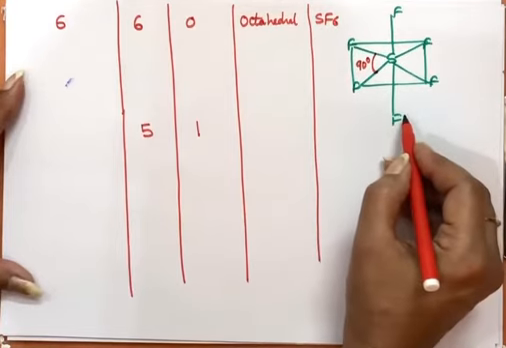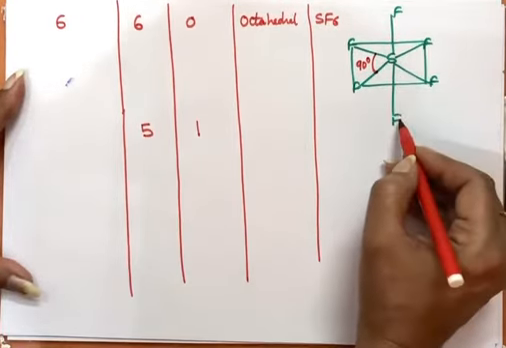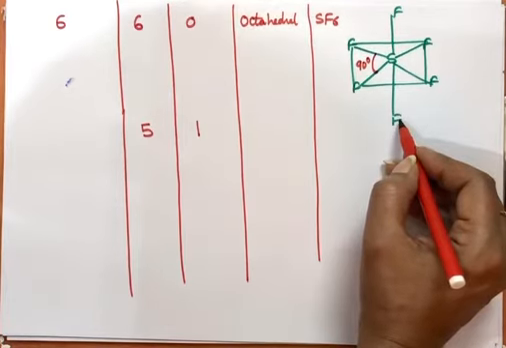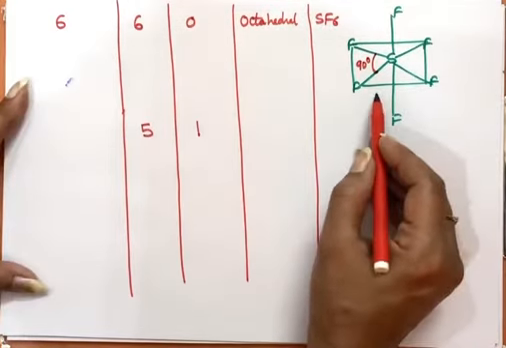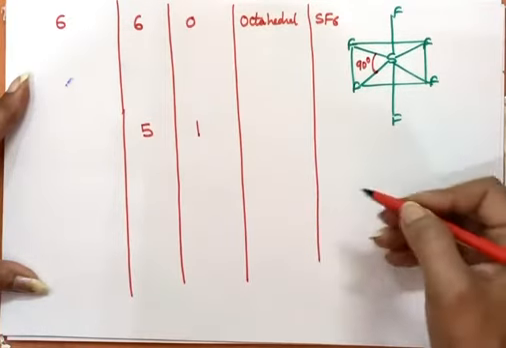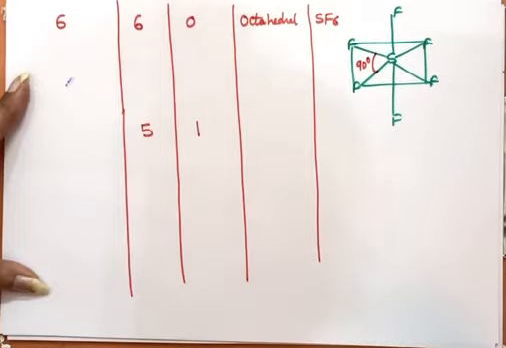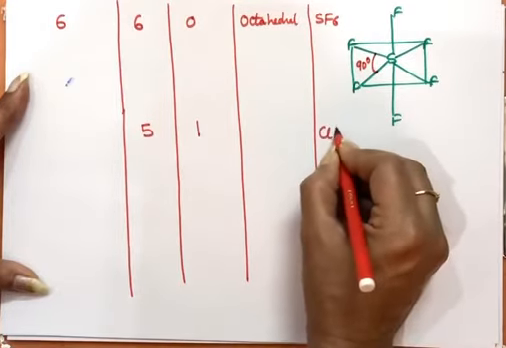Lone pairs, in this case, we will introduce only above or below the plane. While in the case of 5 electron pairs, I said that lone pairs will not come above and below, they will come only towards the corner of the equilateral triangle. But in this case, if we have to introduce a lone pair, that lone pair will come only above or below the plane. For this case, I am taking the example of ClF5.